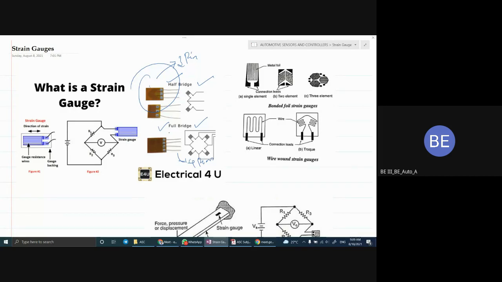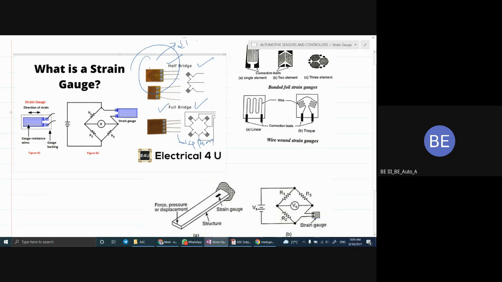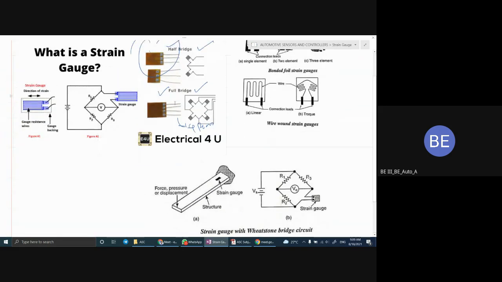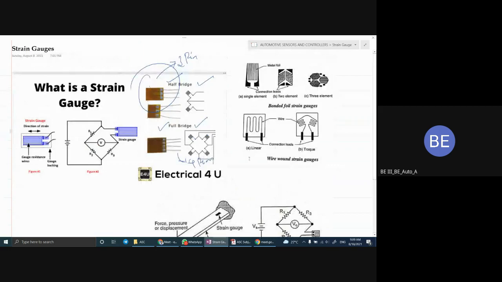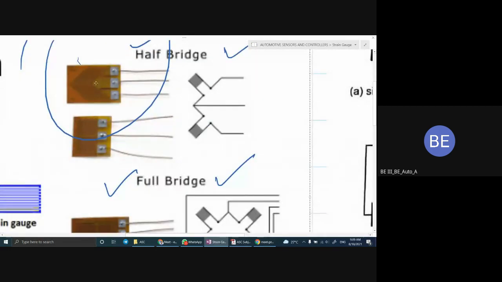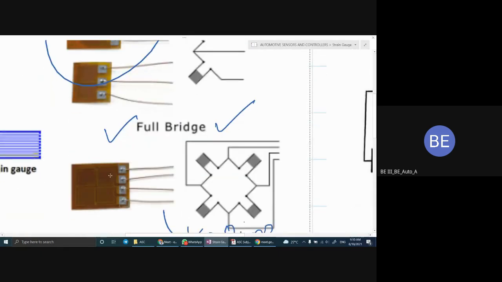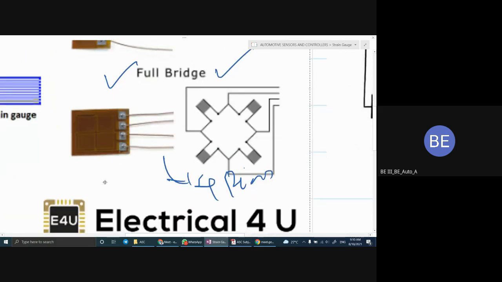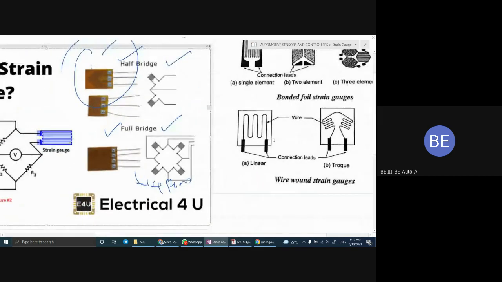Okay, so this is the strain gauge. It consists of two types: one is the half bridge strain gauge and another one is the full bridge strain gauge. So listen here. It consists of filaments that are placed inside the coil. Let us zoom and see here, there is a filament that is placed inside this sheet or wafer-like arrangement. So this is the filament.